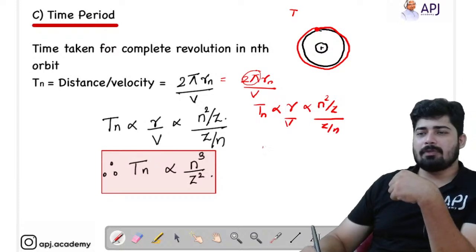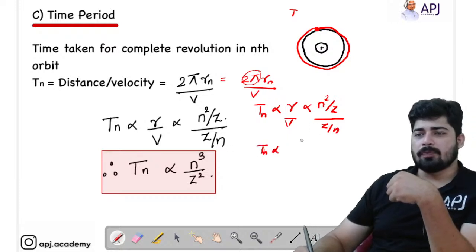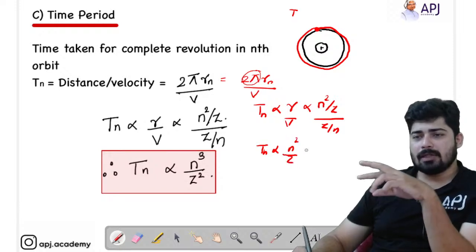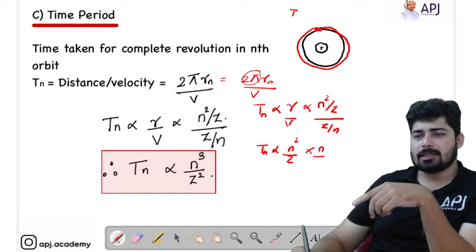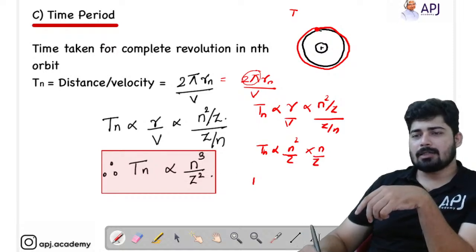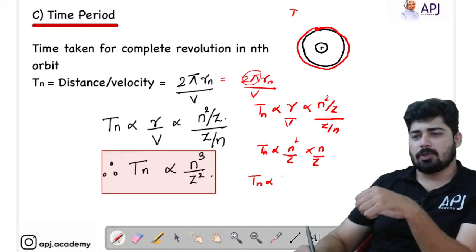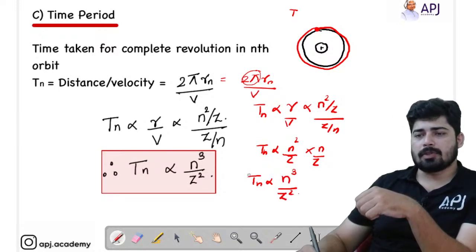So time period will be directly proportional to n square by z. The denominator will invert itself and it becomes n by z. So we can write it as time period is directly proportional to n cube by z square. So this is all about the time period relation.